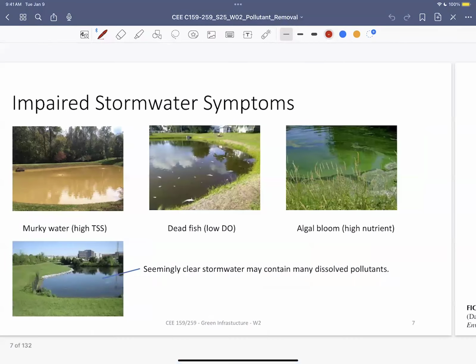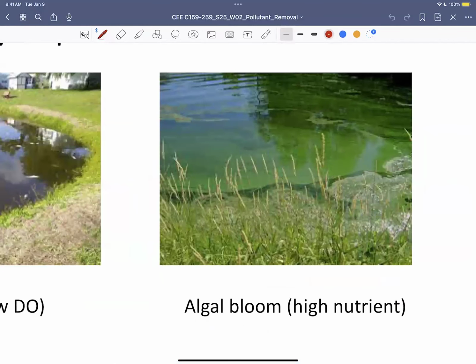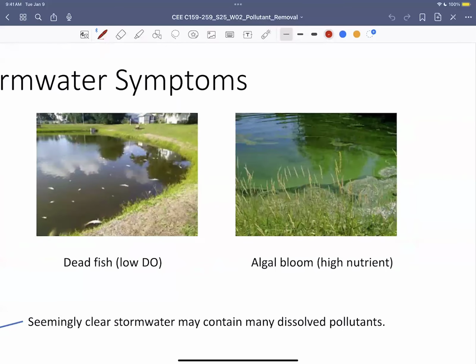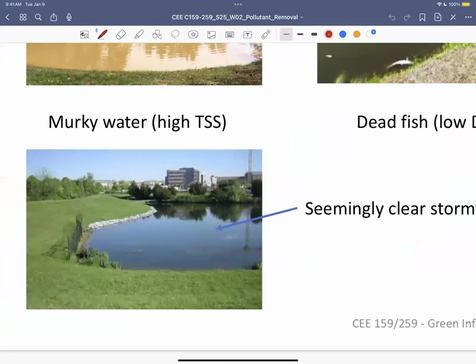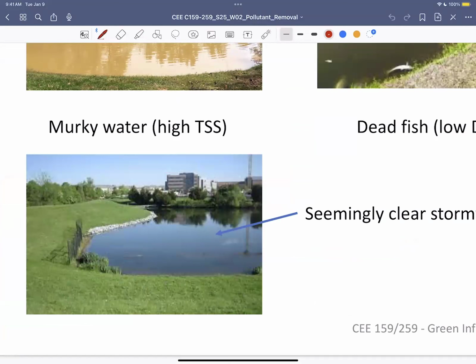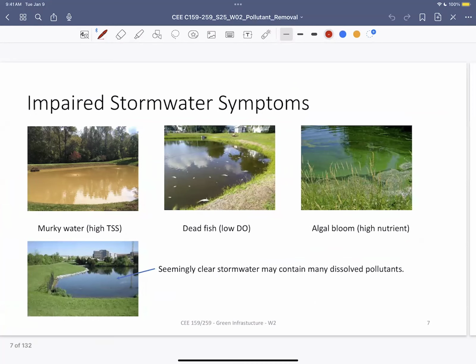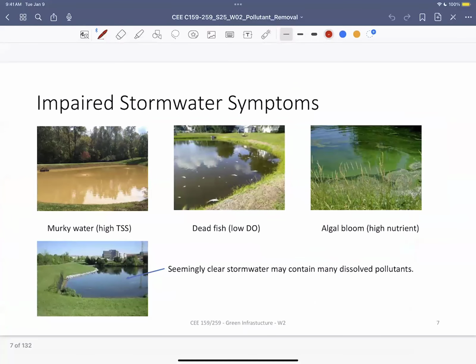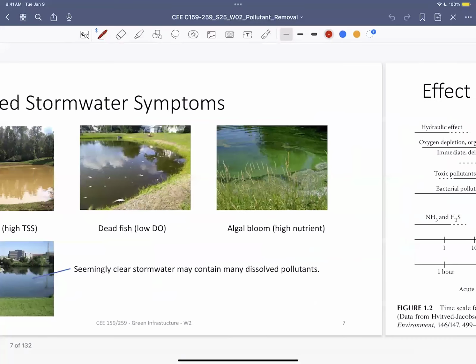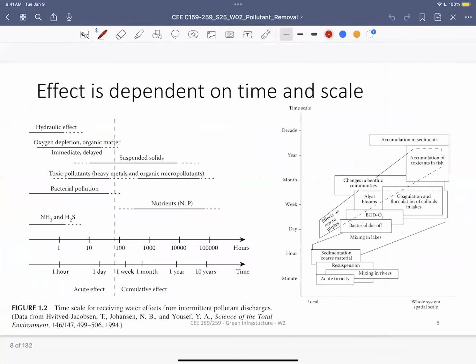Sometimes you can see the color turns to green, and the reason behind that is algae. Algae bloom because of high nutrient concentrations like nitrogen and phosphorus. And then sometimes you may see the stormwater is very clean. That doesn't mean that it's clean, because there could be dissolved pollutants in high concentrations. So it's very important to measure the concentration of different pollutants so that we can predict, or at least learn, when they are impaired or not. And this impairment can last a long time.